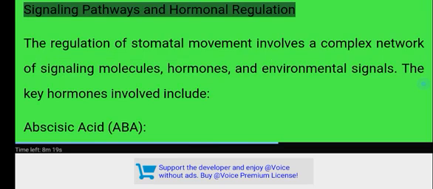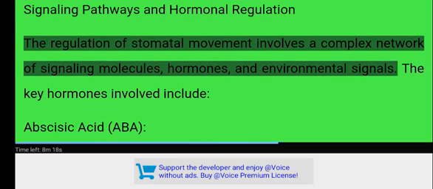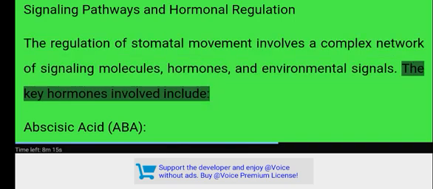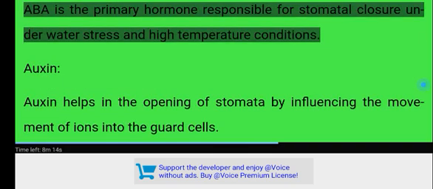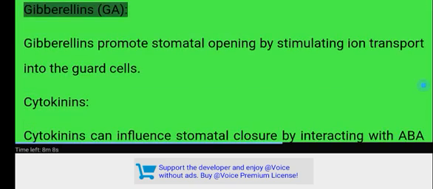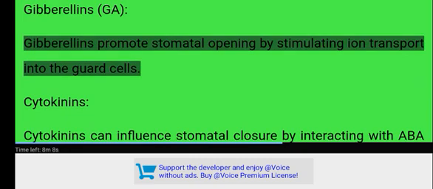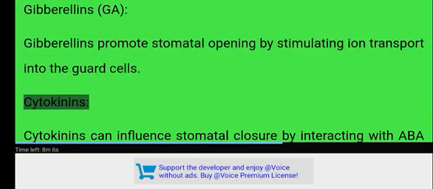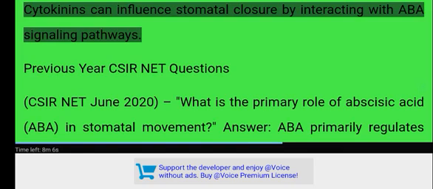Signaling pathways and hormonal regulation. The regulation of stomatal movement involves a complex network of signaling molecules, hormones, and environmental signals. The key hormones involved include abscisic acid (ABA). ABA is the primary hormone responsible for stomatal closure under water stress and high temperature conditions. Auxin. Auxin helps in the opening of stomata by influencing the movement of ions into the guard cells. Gibberellins. Gibberellins promote stomatal opening by stimulating ion transport into the guard cells. Cytokinins. Cytokinins can influence stomatal closure by interacting with ABA signaling pathways.